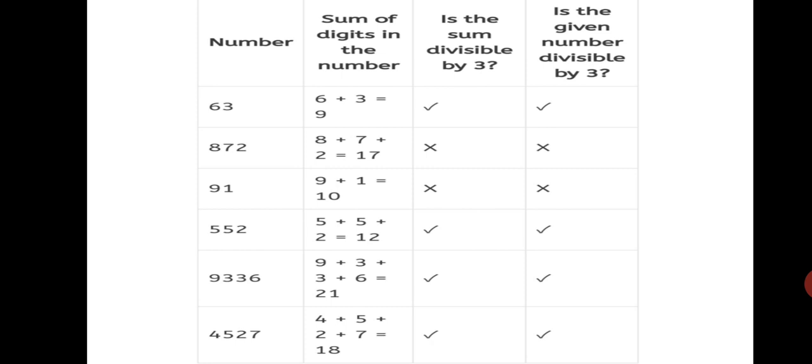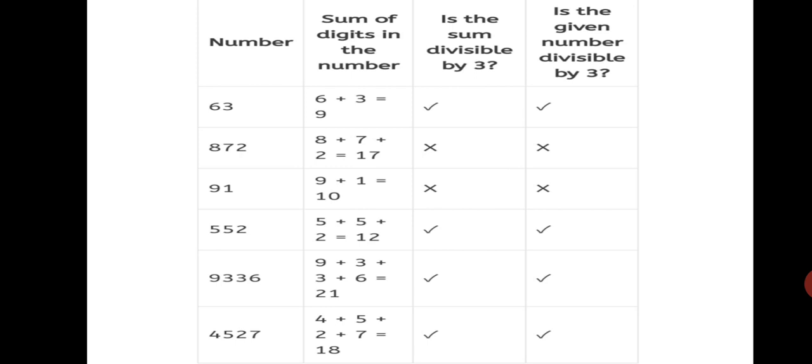Got it? Last example, 4527. Add the digits. 4 plus 5, 9. 9 plus 2, 11. 11 plus 7, 18. You got 18. Is 18 divisible by 3? Yes. 3 sixes are 18. That means 4527 is also divisible by 3.